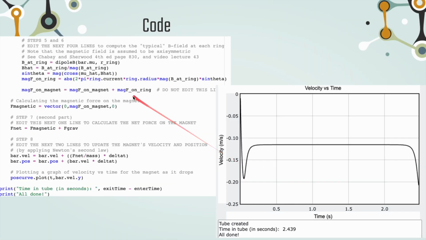On this other side, we can see that we are calculating the magnitude of the force on the magnet, and we basically add the previous forces that we had calculated together. Then we also have the F magnetic field and F net, which is the magnetic force plus the force of gravity. Then this is just finding the velocity and then the position of the bar, and then this is just a plot. And these are the results that I got, saying that the time in tube average for this computational model was 2.39 seconds.